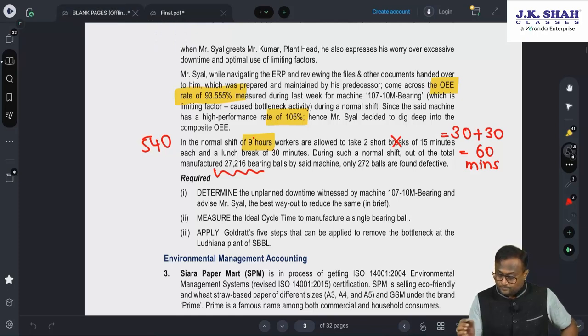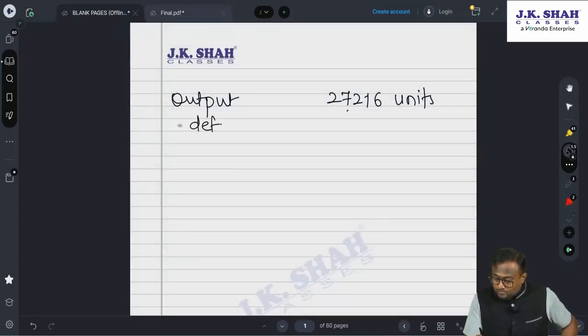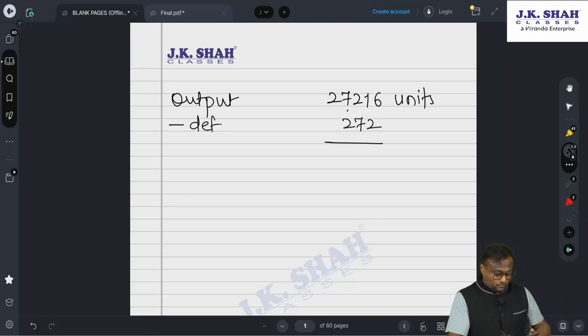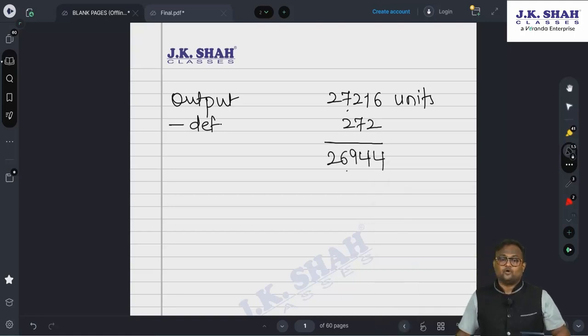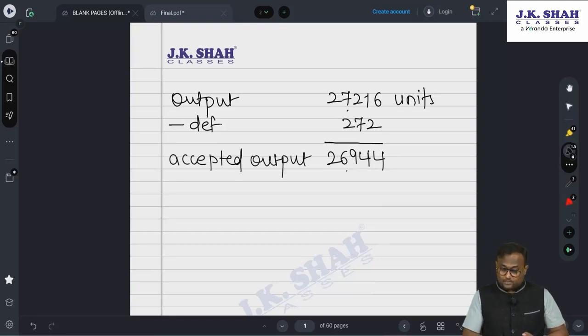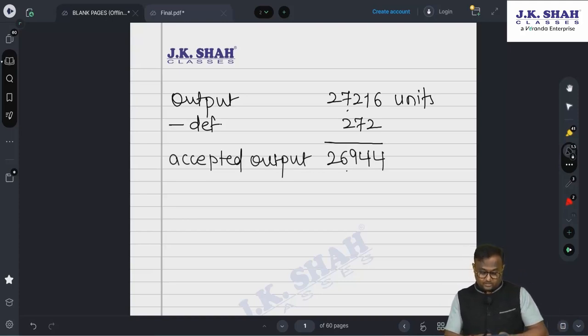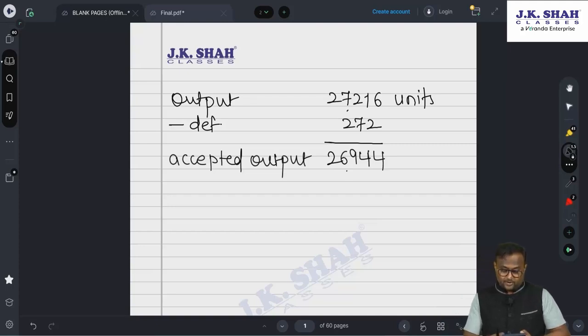Okay. Minus defective 272. So 27216 minus 272. Twenty-six thousand nine hundred forty-four must be your accepted output, divided by 27216, into 100.